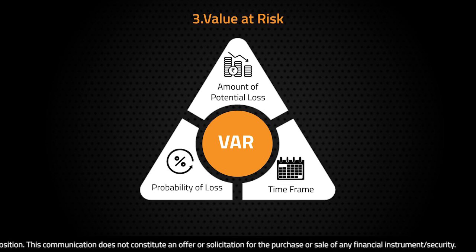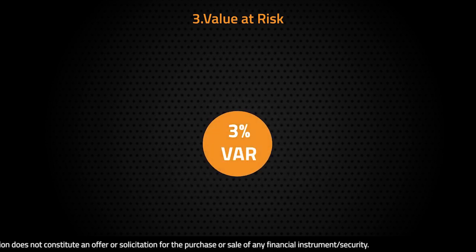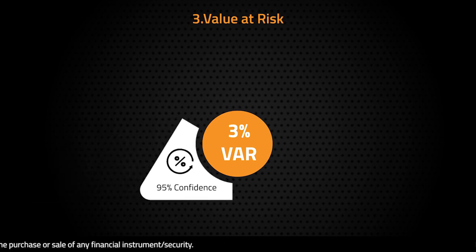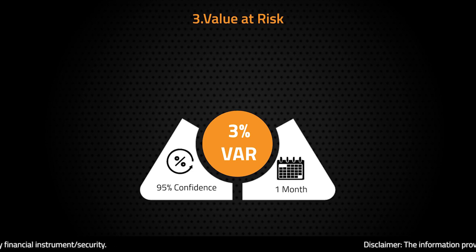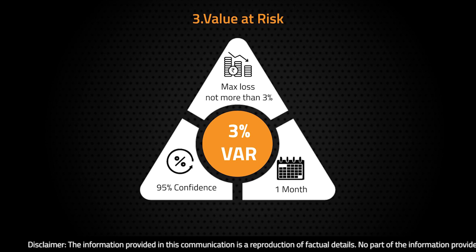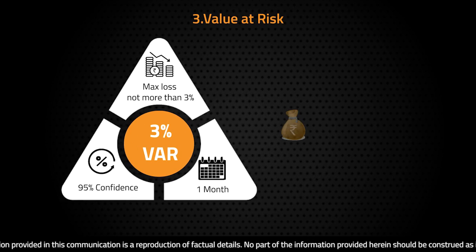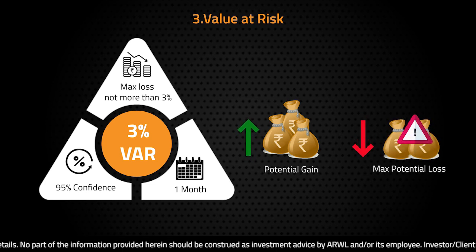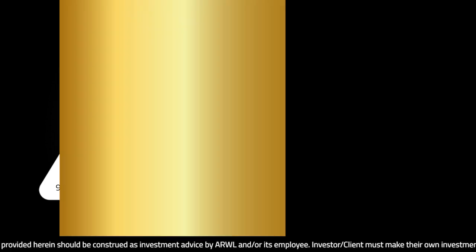For example, if you see a portfolio or a stock which has a 3% VAR with a 95% confidence level over the next 1 month period, it means that this stock will not depreciate more than 3% with a 95% certainty over the next 1 month period. VAR helps you decide, is the possible gain worth the maximum potential loss?